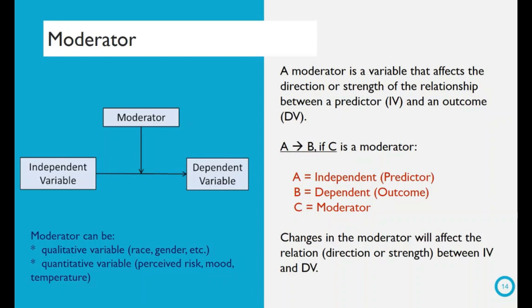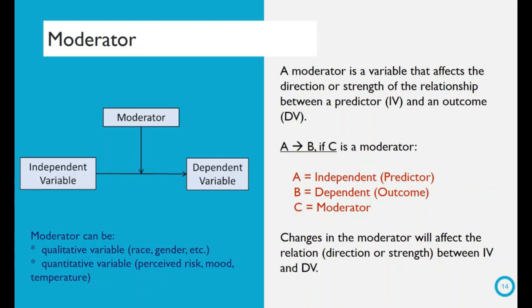Next is moderator. Another important variable is moderator, and it's important not to confuse a mediator with a moderator, okay? A moderator is a variable that affects the direction or strength of the relationship between a predictor or IV and an outcome or DV.